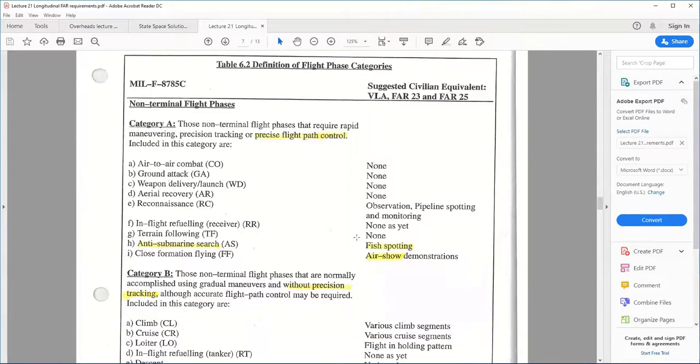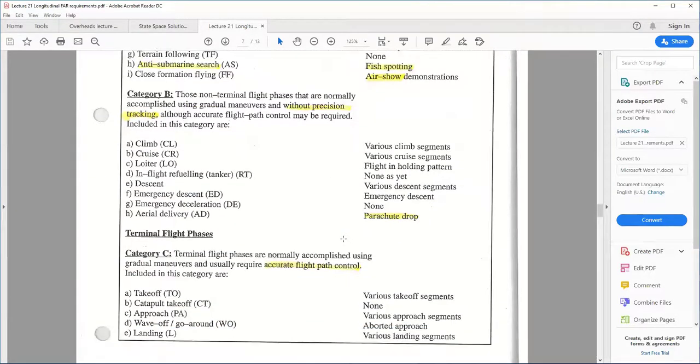And the flight phases are categorized into category A, B, or C. C are the terminal flight phases, and I never liked that word, even though it means terminal, like where you're terminating your flight. Terminal always sounds like terminal illness, right? Like you die. But the terminal flight phases are category C.